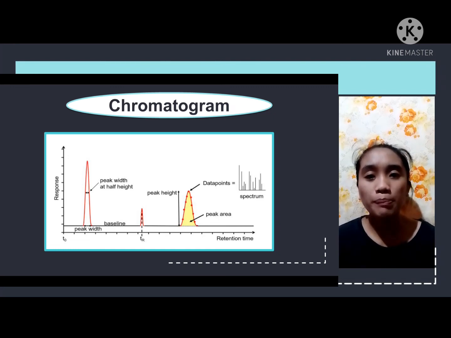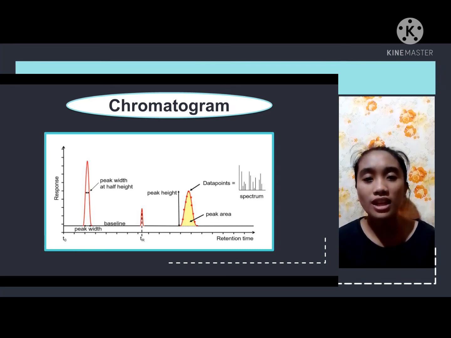Narrower, sharper peaks give better sensitivity, which is signal-to-noise ratio, and better resolution, which is peak separation. The peaks shown are Gaussian. However, peak tailing, where the right side of the peak is wider, indicates activity or a dead volume in the system, whereas peak fronting, where the left side of the peak is wider, indicates the column is overloaded.